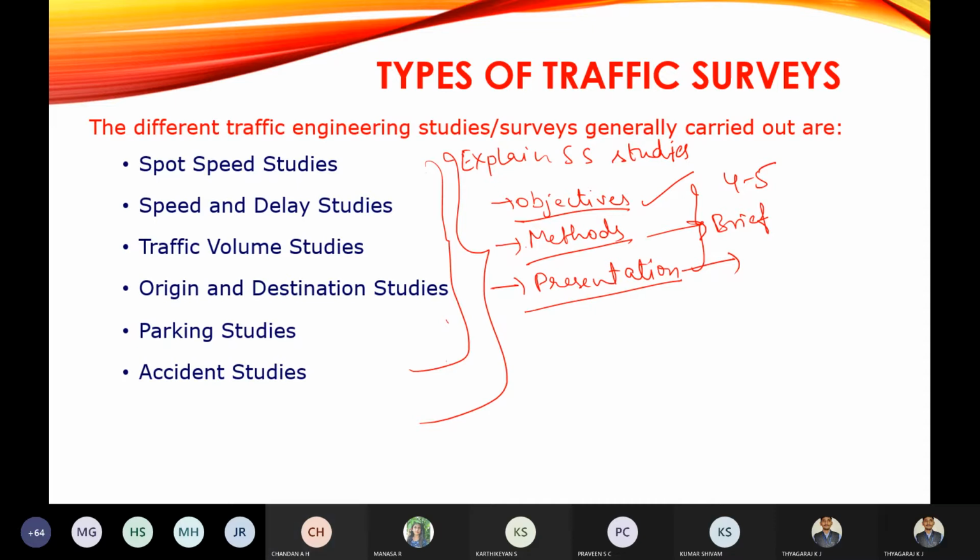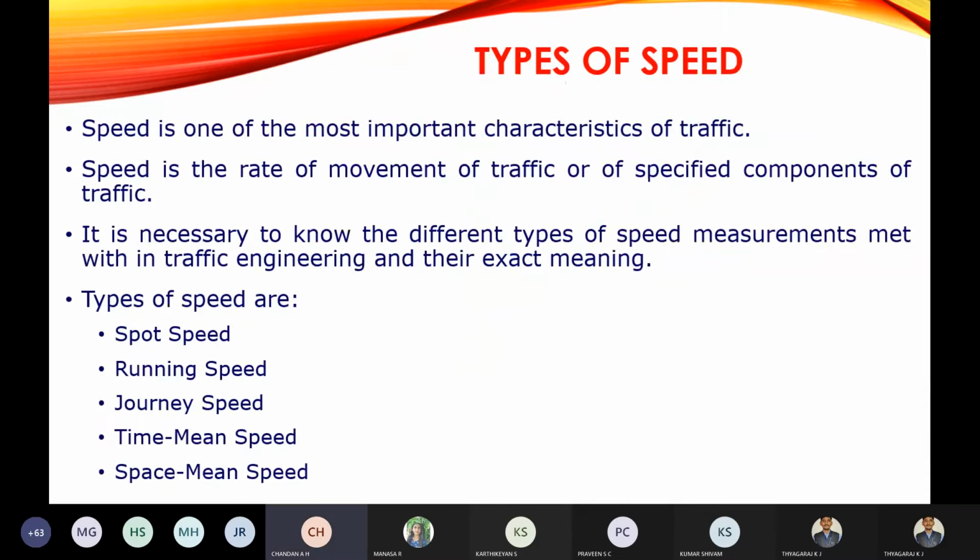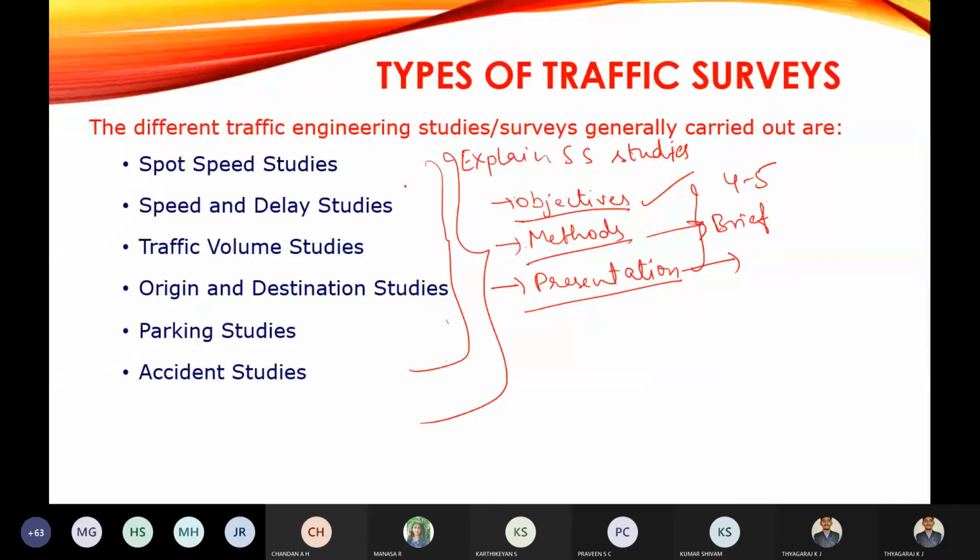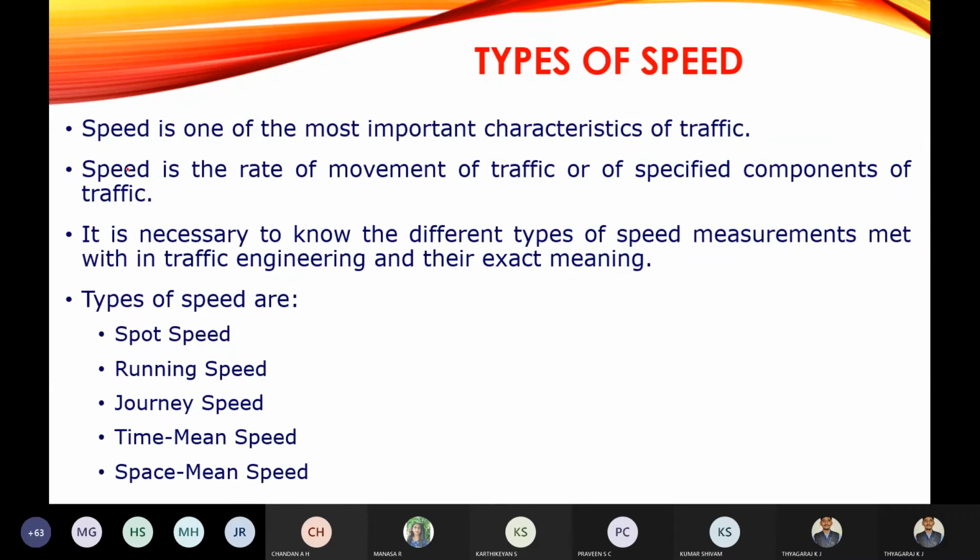Yes, sir. Okay. Next, as I told you in the last slide, these two studies belong to speed studies. So before going to speed studies, we should know what the various types of speed are. Can anybody tell? In the first module, we have discussed two types of speeds. Any idea?